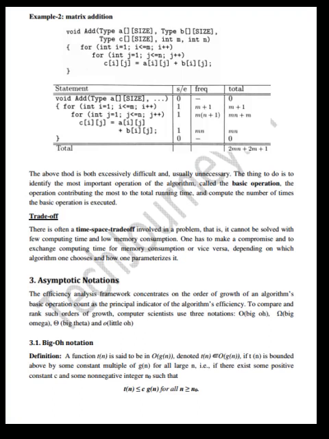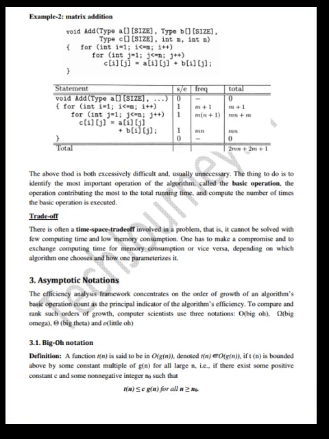See example 2, matrix addition. The above method is both excessively difficult and usually unnecessary. The thing to do is to identify the most important operation of the algorithm, called the basic operation, the operation contributing the most to the total runtime, and compute the number of times the basic operation is executed.